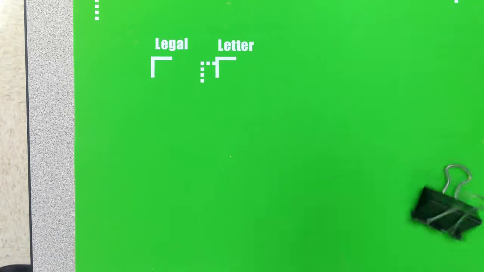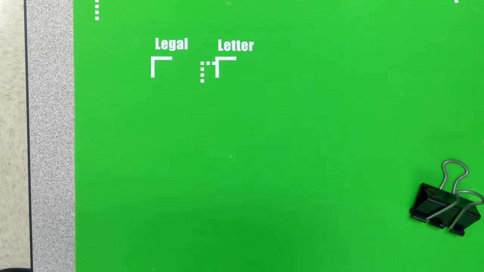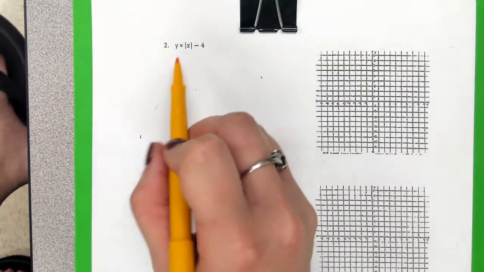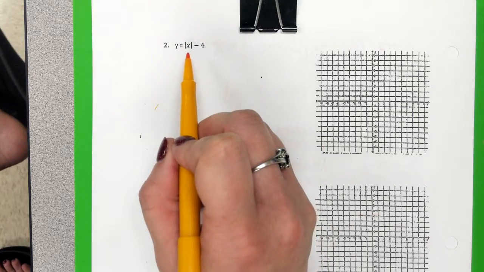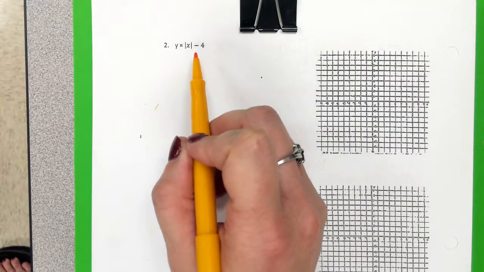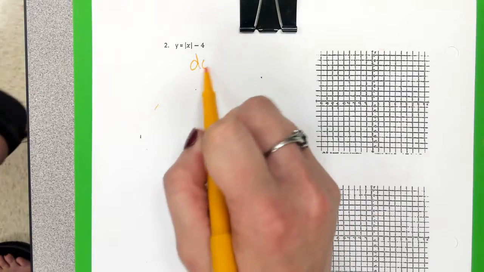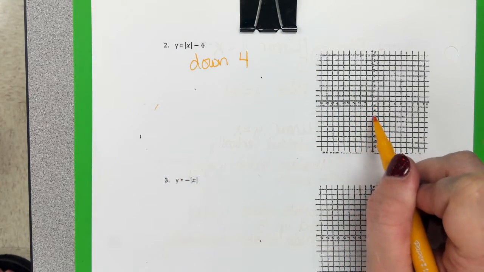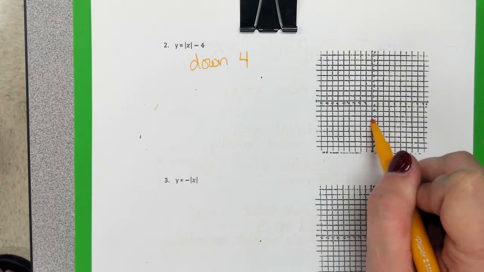All right, let's flip over. All you have to do is graph the transformation. All right, number 2. What are we dealing with here? Absolute value. What's this minus 4 right here? Go down. Down how much? 4. There you go. That's where your vertex starts. 1, 2, 3, 4. Down 4.